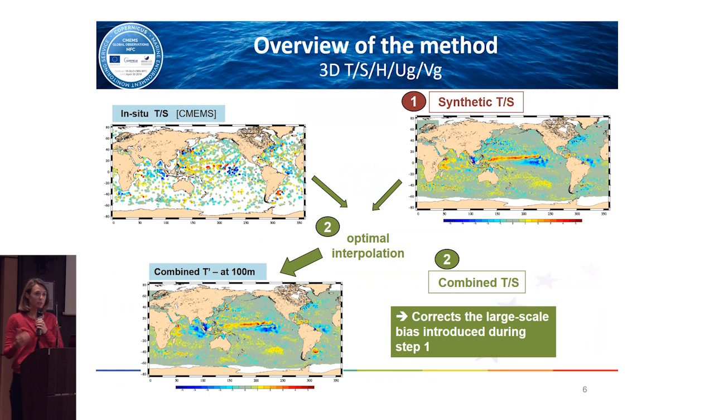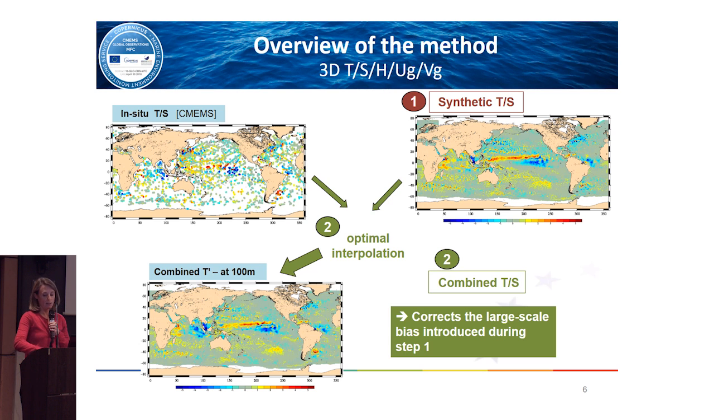Then during the second step of the method, we combine the synthetic estimate with all available in situ observation using an optimal interpolation method. And here the optimal interpolation method is here to correct for the large scale bias that has been introduced during step 1. Here, for example, with the synthetic estimate, we can see that we have less cold temperature than what is present in the in-situ observation. And we can see that the combined field has been corrected and it's much closer to the in-situ observations now.